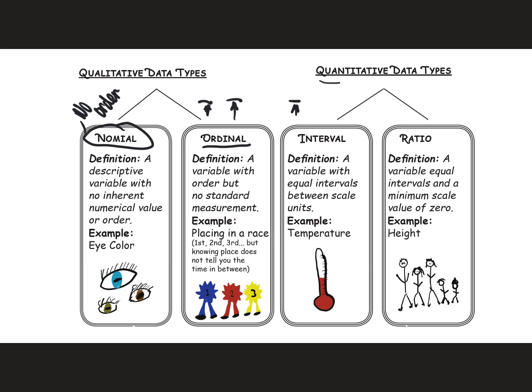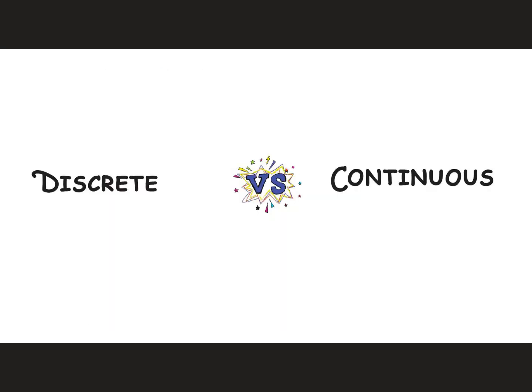In the quantitative data types, we have two different ones here. This is interval, which is a variable with equal measurements between the scale units, like temperature, and ratio, which also has equal intervals, but it also has a minimum scale value of 0, right? A minimum scale value of 0. So it has to have a true 0. 0 has to mean something in a ratio, right?